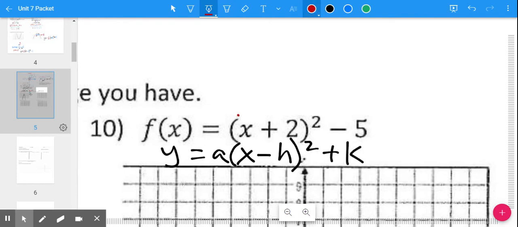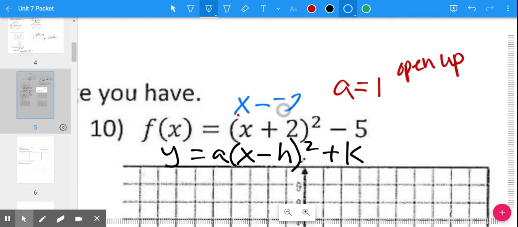All right, so the A value is 1, which means it's going to open up. It also means on either side of the vertex, you're going to go over one box and up one box. So then we have an h value. In order to do minus h, you can rewrite this as x minus -2 because we have that plus 2 inside the parentheses. The way you make that plus 2 is you're subtracting a negative. So your h value is -2.